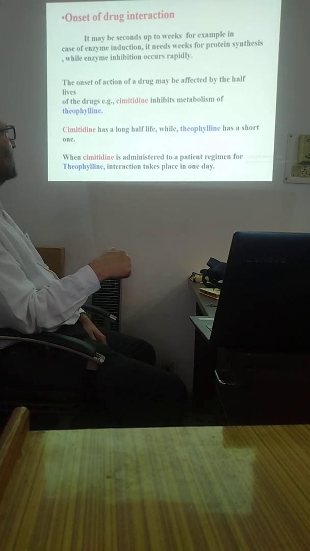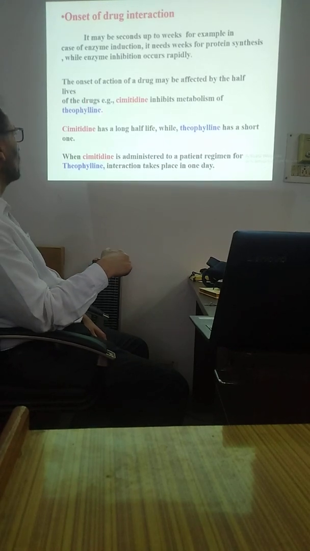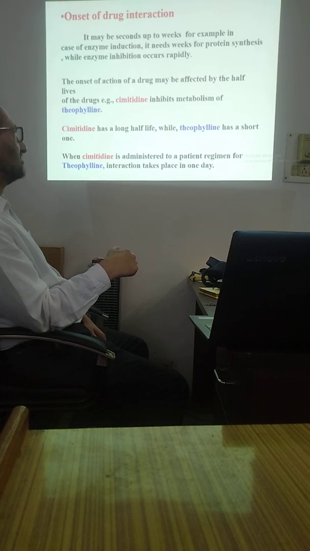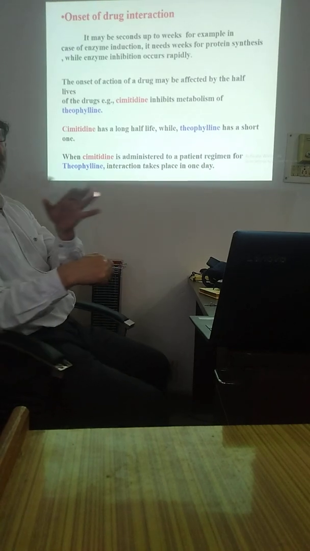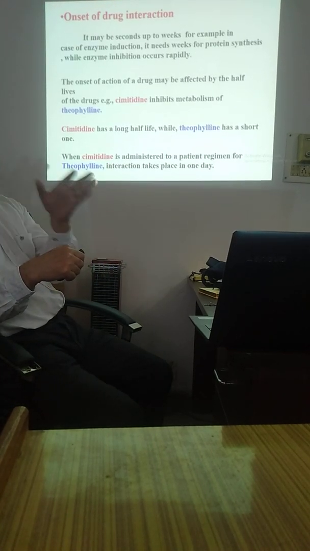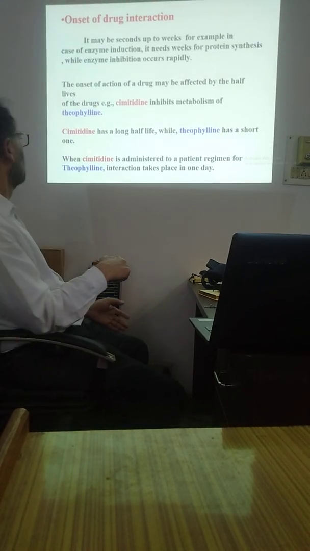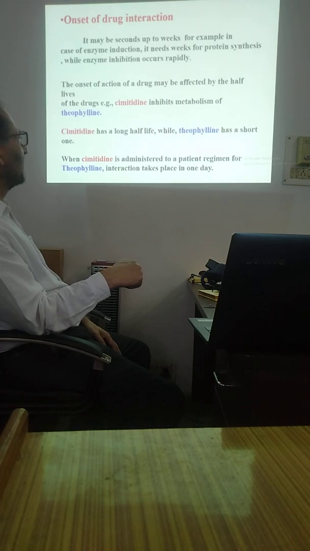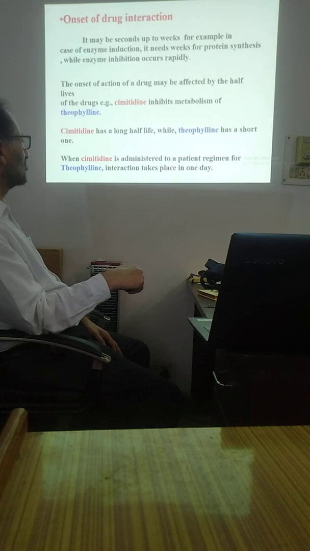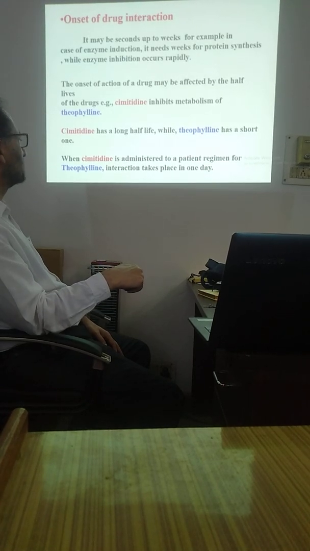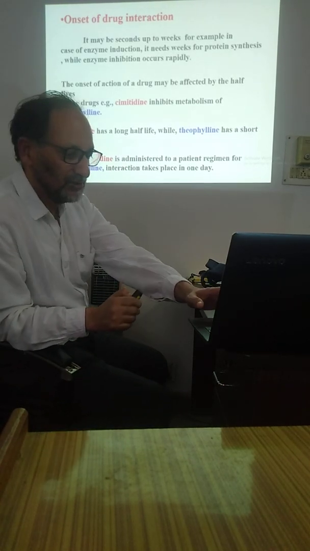The onset of drug interaction may be affected by the half-life of the drugs. For example, cimetidine inhibits the metabolism of theophylline. The theophylline concentration should remain from 10 to 20 microgram per ml. When it is more than 20, there will be tachycardia and many other side effects. Cimetidine has a long half-life, while theophylline has a short one. So when cimetidine is administered to a patient on a theophylline regimen, the interaction takes place in 1 day, because of the inhibition.